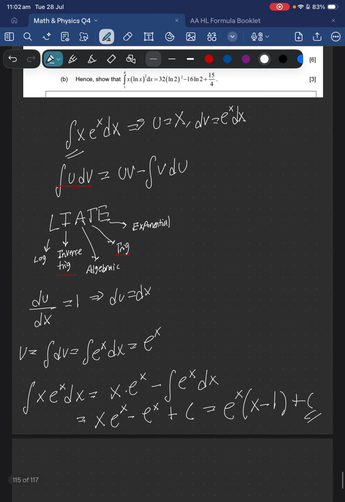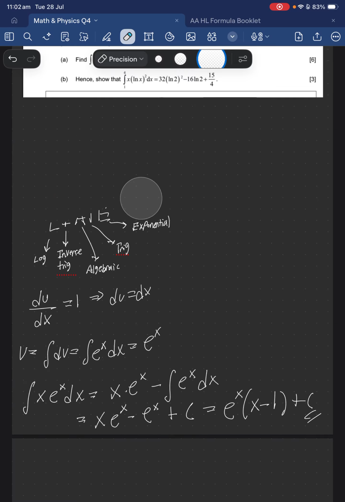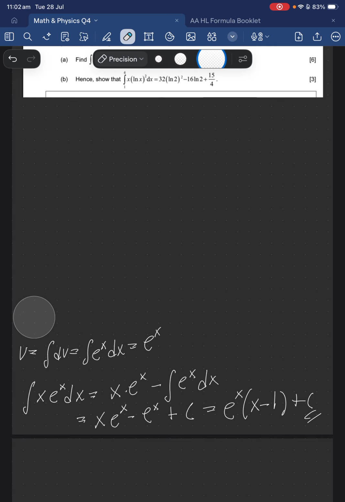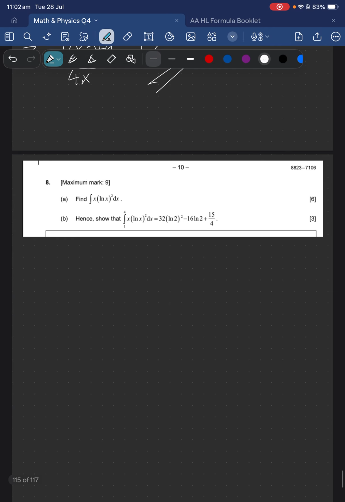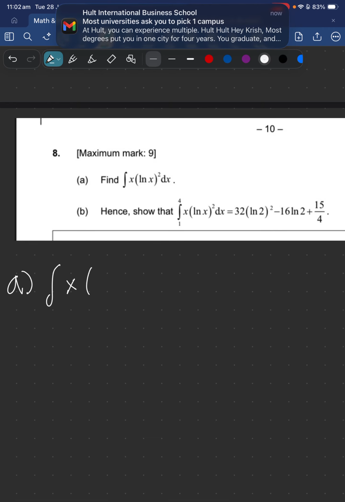So anyways, that is just a very simple problem on integration by parts. It's meant as an introduction for those who aren't aware of it or have little knowledge about integration by parts. And for those that do, we will start with this practice problem. So part A is worth 6 marks. Evaluate the integral of x times natural log of x squared dx.